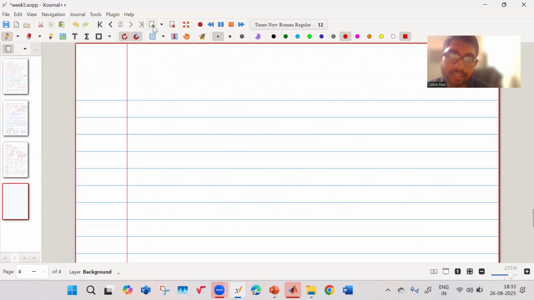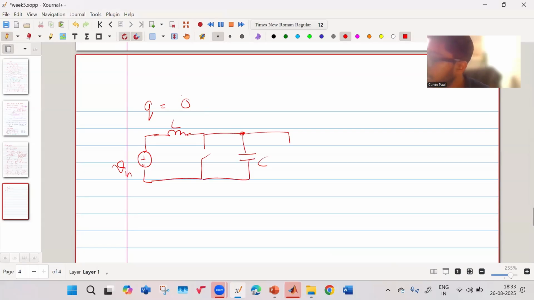Let us consider the case when Q is equal to 0. In that case, what happens? This is my input over here. This is my inductor L. This part is open. This part is closed. This is my C and this is my R. Okay. This is my IL. This is my I naught. This is my IC. And this is my plus minus Vc.